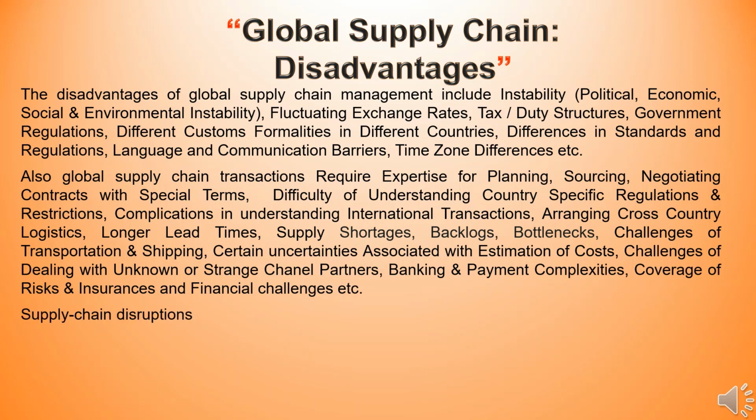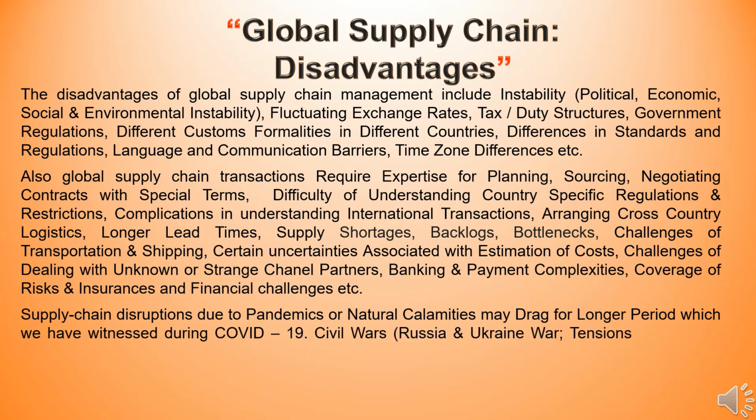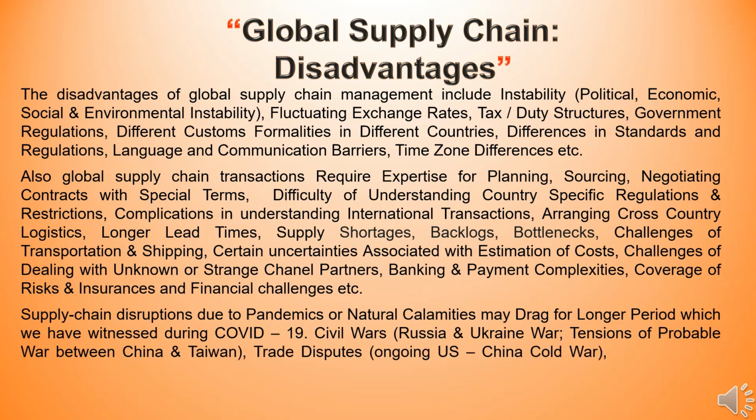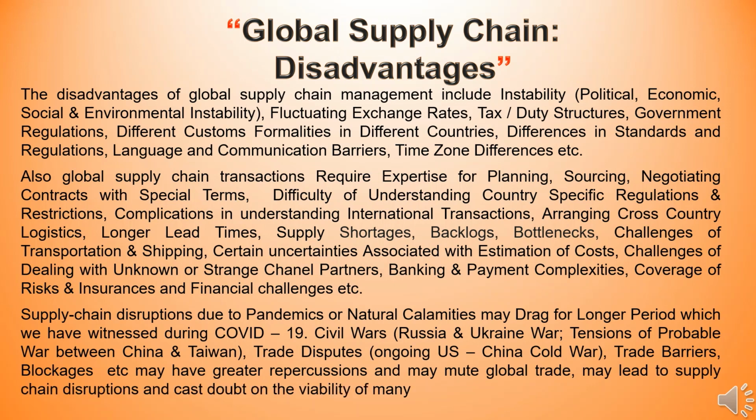Supply chain disruptions due to pandemics or natural calamities may drag on for a longer period, which we have witnessed during COVID-19. Civil wars, Russia and Ukraine war, tensions of probable war between China and Taiwan, trade disputes, ongoing US-China Cold War, trade barriers, blockages etc. may have greater repercussions and may mute global trade, may lead to supply chain disruptions and cast doubt on the viability of many business and supply chain transactions.